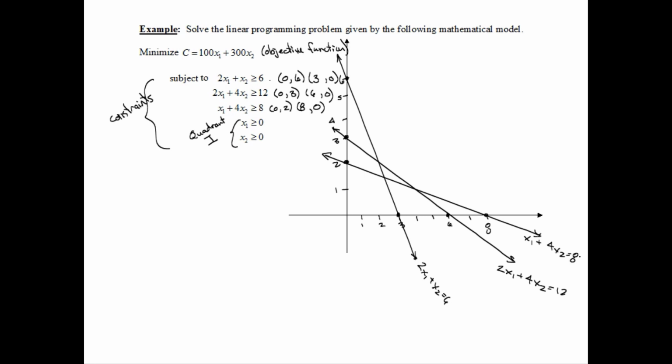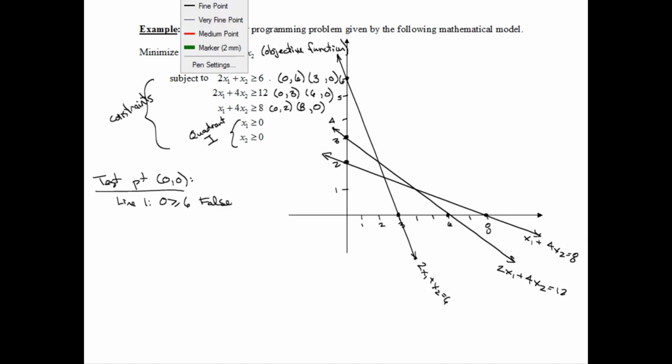Now I need to figure out my shading. Once again, I will use the test point of 0, 0 for all of these because the origin's not on any of the lines. And so if I look at the first one, if I put that in, I get 0 greater than or equal to 6, which is false. And that means that I'm going to shade away from the origin.